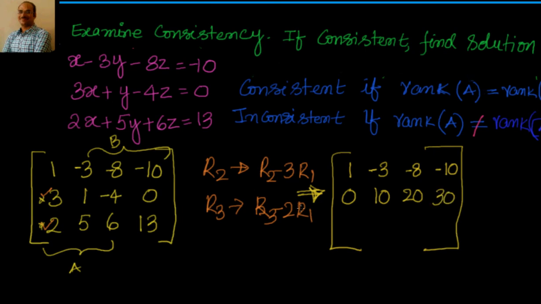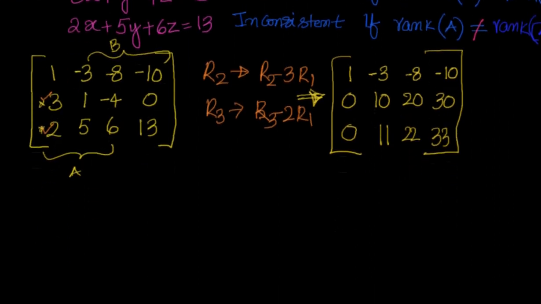Similarly, coming to R3, R3 is assigned R3 minus 2R1. The first element will be 0 because that's why we did this. 5 minus 2 into minus 3, that is 5 plus 6, 11. Similarly, 6 minus 2 into minus 8, that is 6 plus 16, 22. 13 minus 2 into minus 10, that is 13 plus 20, 33. Okay, now before going ahead, I see 10 ones, 10 twos, 10 threes, 11 ones, 11 twos, 11 threes. So I can take them out.